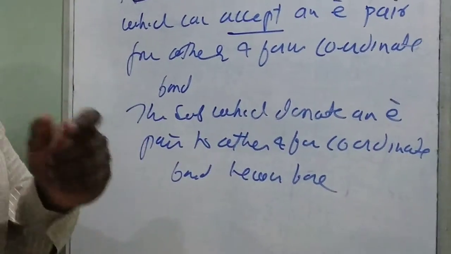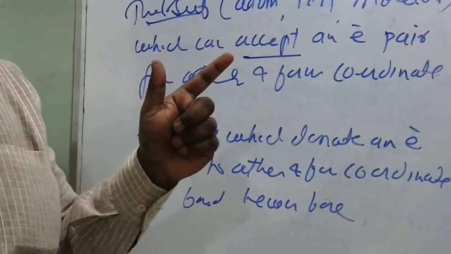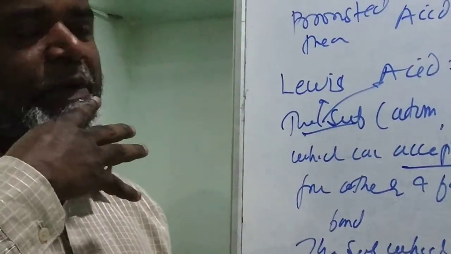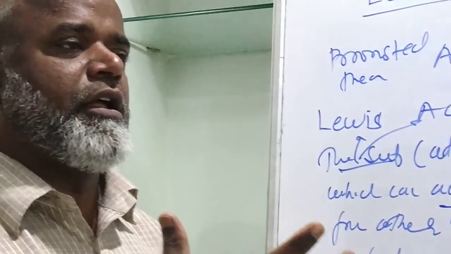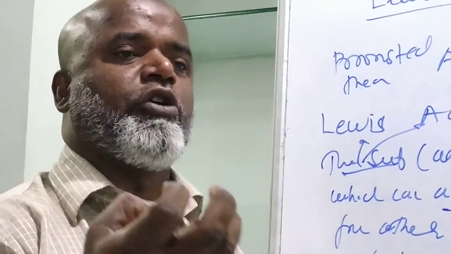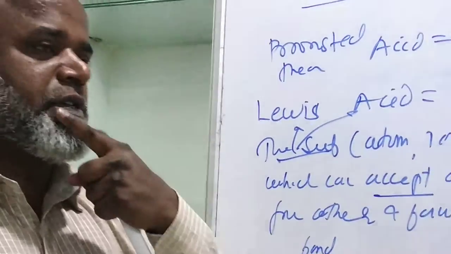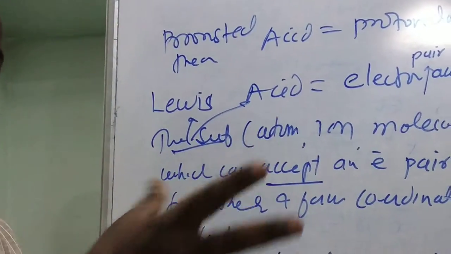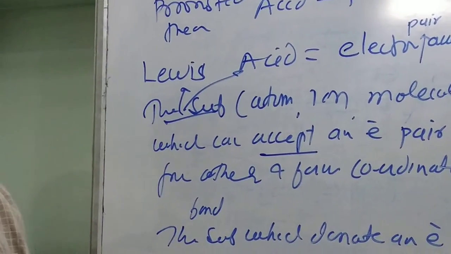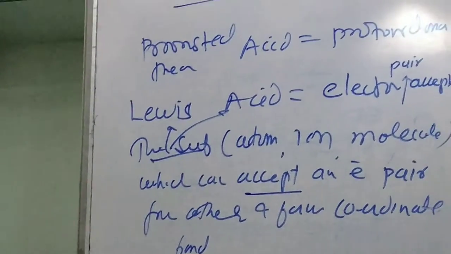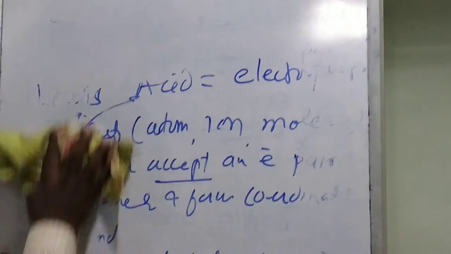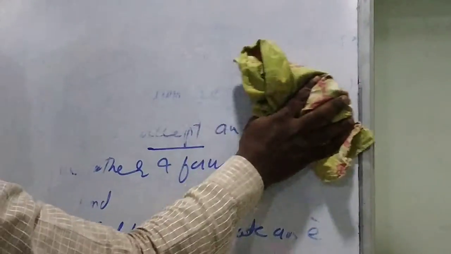So do remember, it is exactly opposite of Bronsted. Lewis is an electronic concept. So if you want to explain any acid or base, use the electronic concept. The electronic concept is nothing but Lewis theory. And Lewis theory is nothing but: donor of electron pair is Lewis base and acceptor of electron pair is Lewis acid. So this is the third important concept of acid and base.